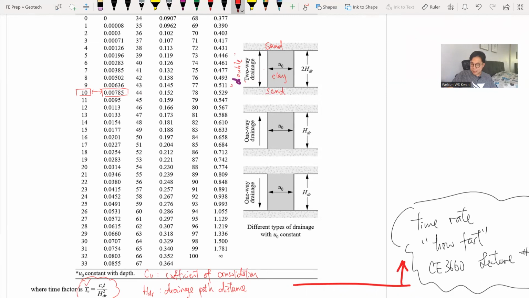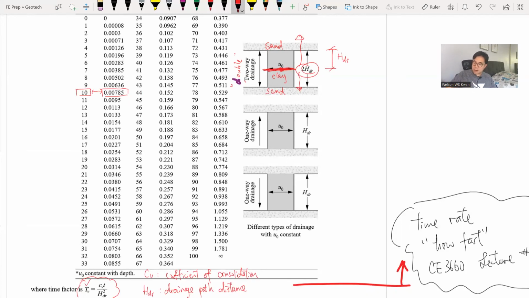For that case, the longest distance will happen at the middle of the clay layer, right? Because the excess pore water trapped in the middle of the clay layer can either go up or go down. So you have two different ways of drainage, which is why you call it two-way drainage. At that time, your drainage distance will be equal to half of the thickness of the soil layer. So this will be the H sub DR distance for the double drainage case.